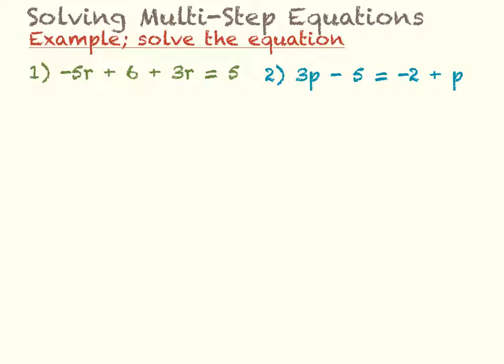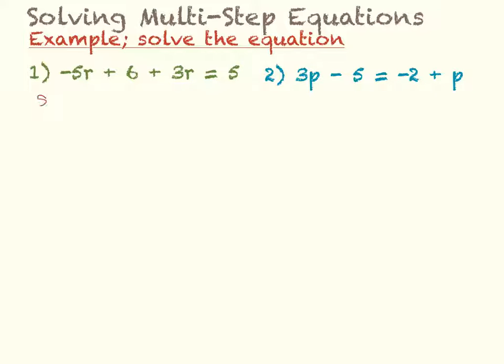Solving multi-step equations. Now we're going to solve equations where you have to do a little bit extra work before you can solve it the way we've been solving it. So, like in this first one, we have negative 5r plus 6 plus 3r equals 5. So what we have to do is simplify first and then solve.